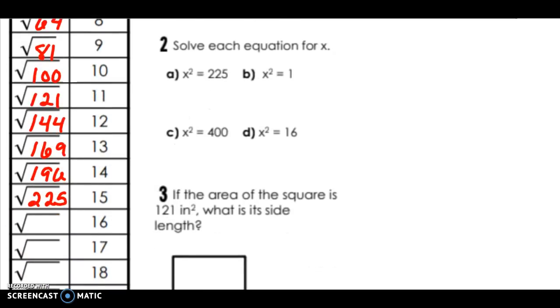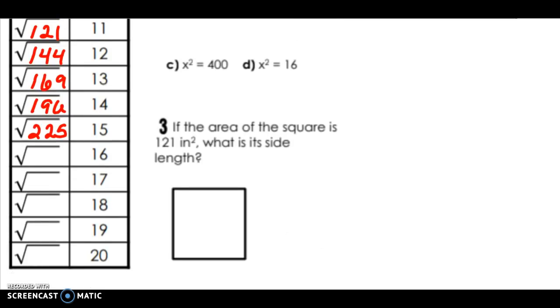And I'm just going to scroll down here to get the last couple. 16 times 16 is 256. And 17 times 17 is 289. And 18 times 18 is 324. 19 times 19 is 361. And 20 times 20 is 400.